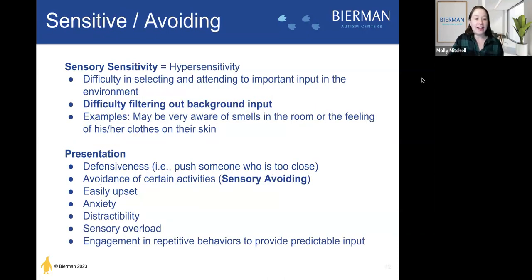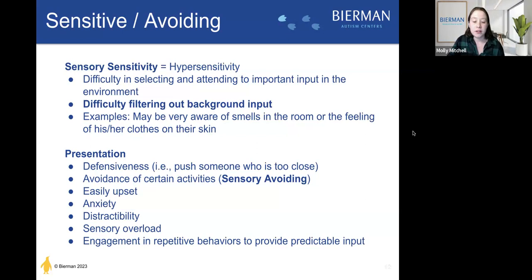Okay, now we'll get into sensory sensitivity and sensory avoiding. There is a difference, even though they are on the same slide. Sensory sensitivity is the passive response to having a low threshold for sensory input. For example, a child might be sensitive to tactile input or touch input and become very frustrated when getting their hands messy. However, they won't actively avoid getting messy to prevent becoming upset.